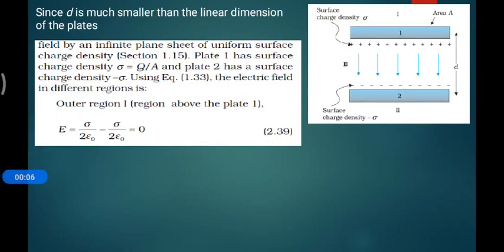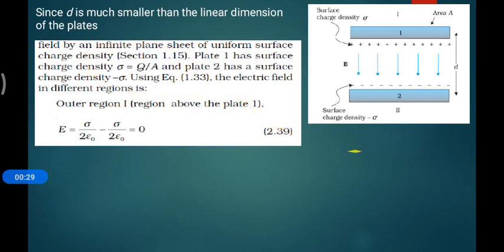As we saw in the previous slide, the electric field due to an infinite plate is sigma upon 2 epsilon 0. Using this, we know the charge density on it is Q by A. That is very simple. You may be aware of continuous charge density, that topic. This is a surface, so we are using the surface charge density sigma. Sigma is Q by A.